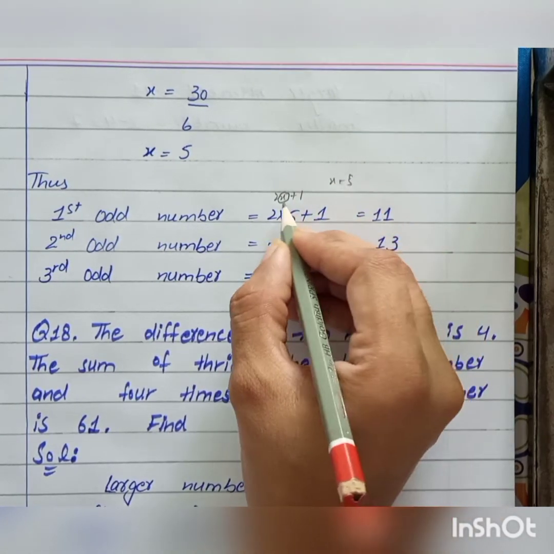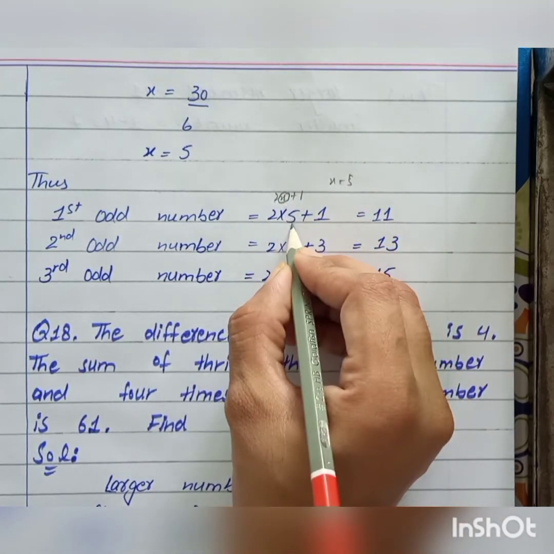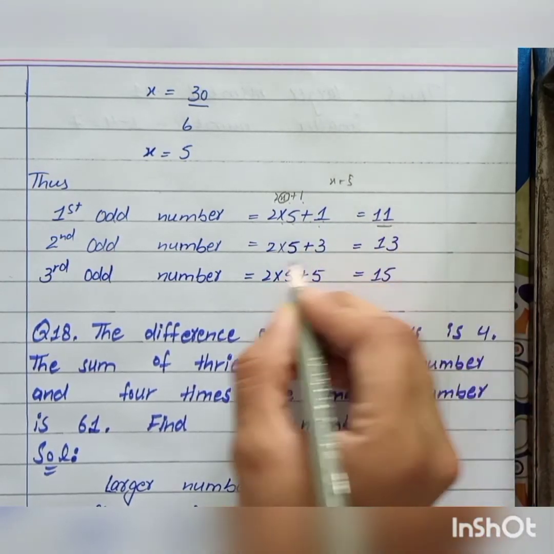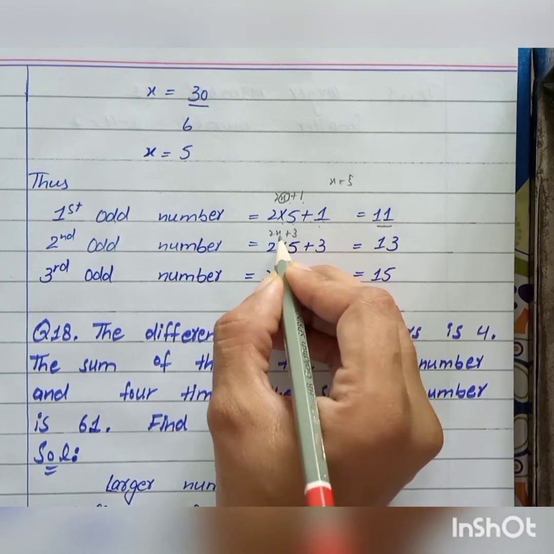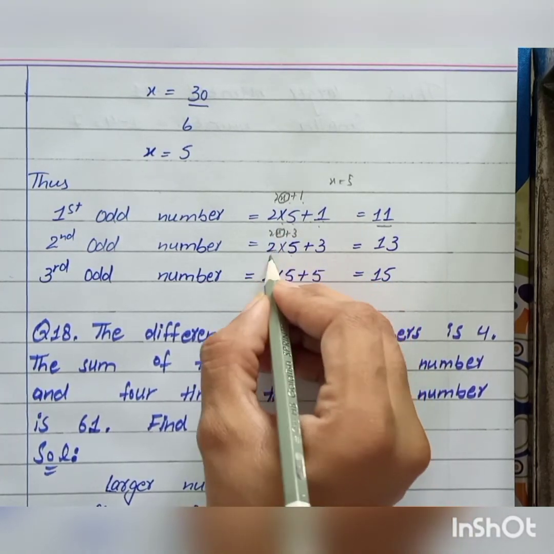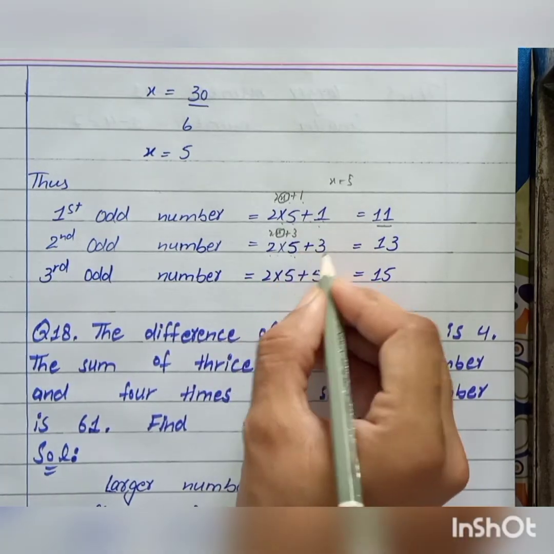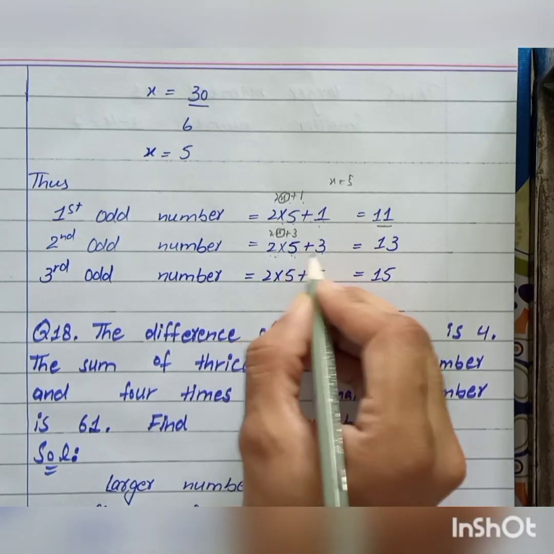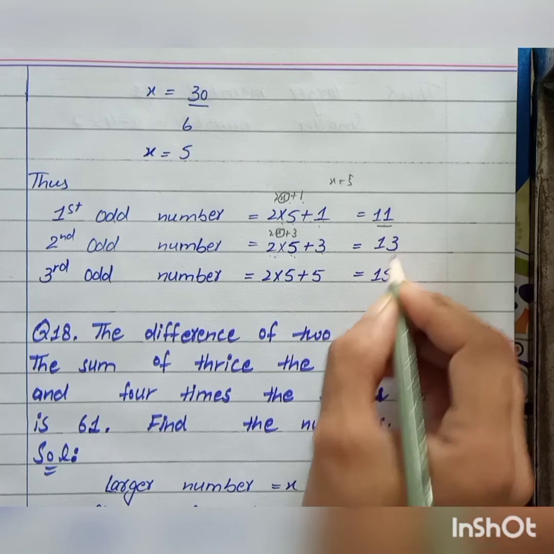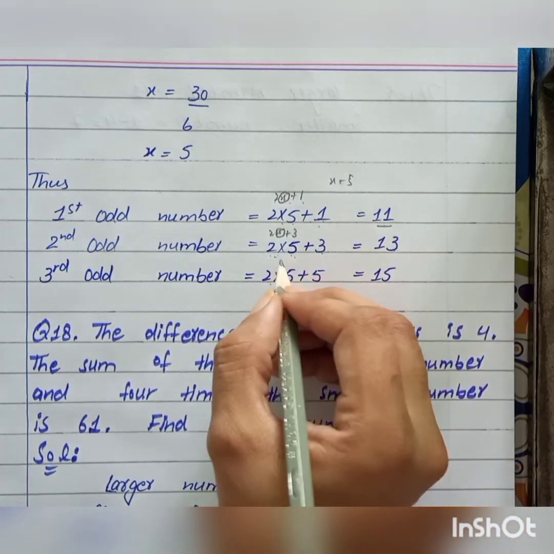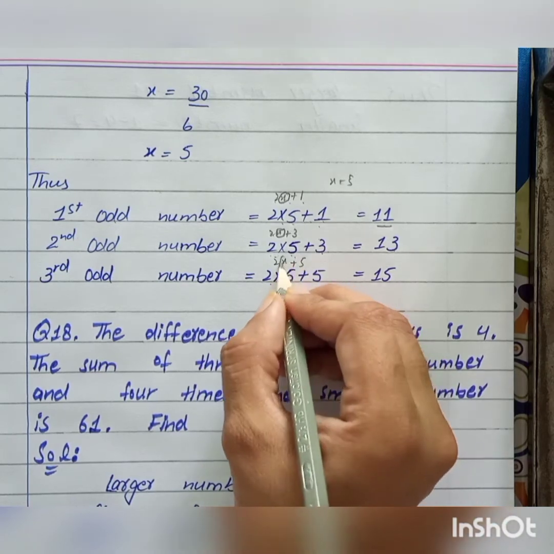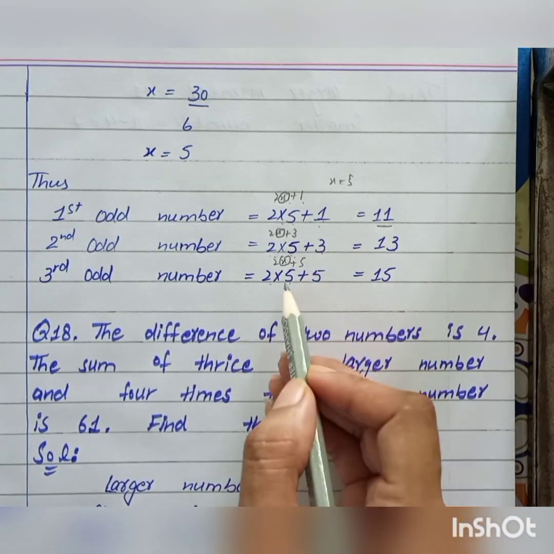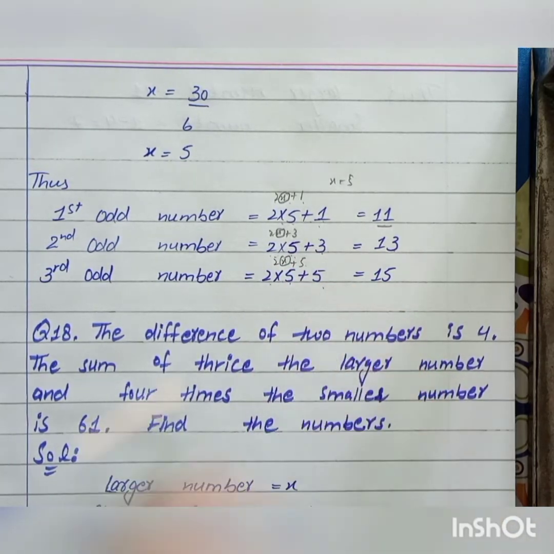So put the value: 2 into x, x is equal to 5, plus 1 as it is. 2 5s are 10 plus 1 is equal to 11. So the second number is 2x plus 3, where x is equal to 5. 2 multiplied by 5 plus 3, 2 5s are 10 plus 3 is equal to 13. And the third odd number is 2x plus 5, where x is equal to 5. 2 into 5 is equal to 10 plus 5 is equal to 15.